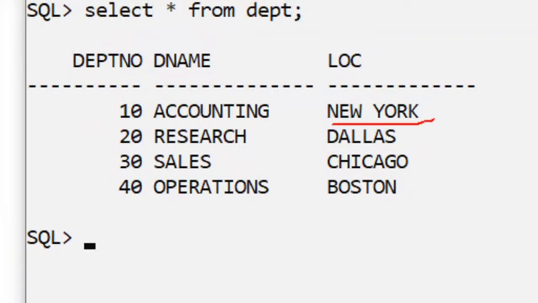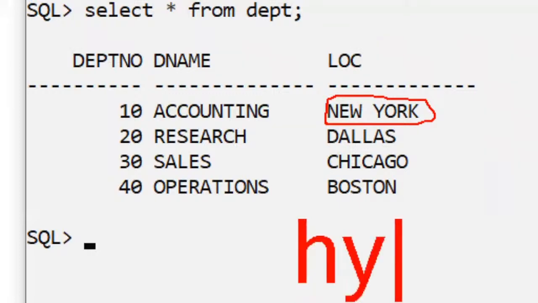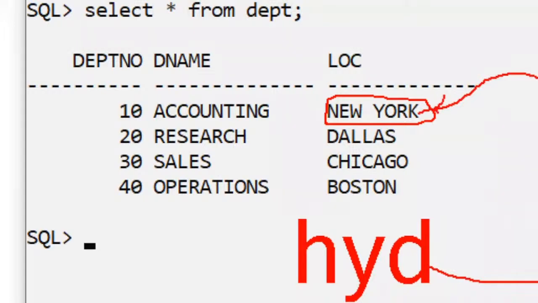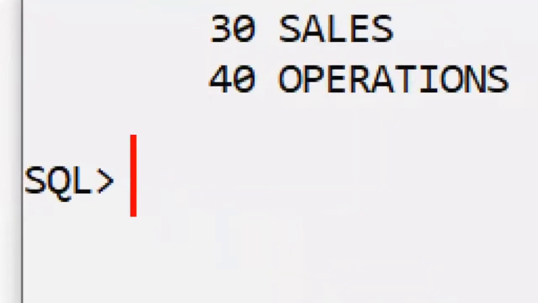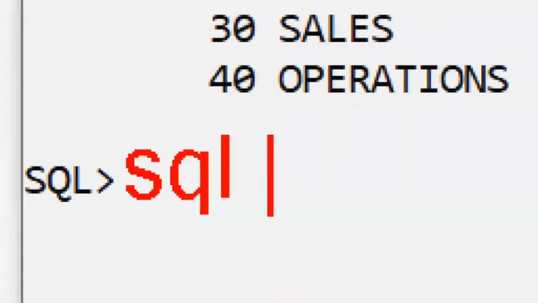Observe here. New York is a city, for example. In my project, I want to change this New York location into Hyderabad as the location. I want to change it in this relational database. How can I do it? Just at the SQL prompt, only the SQL language we are using. SQL language is a very easy language.